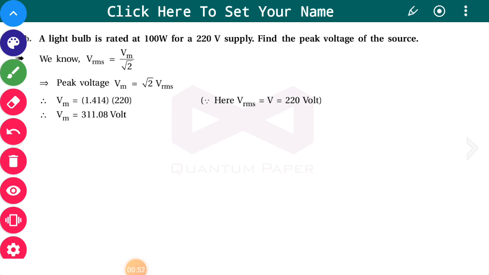Now the second part: a light bulb is rated 100 watt for 220 volt supply. Find the peak voltage of the source. Now see, we want to find the peak voltage, and whenever this kind of sum is given, the value we have to consider is Vrms. So Vm upon root 2 is the equation of Vrms. Now you can easily find Vm. We just have to multiply this Vrms by root 2, so you will get that answer.